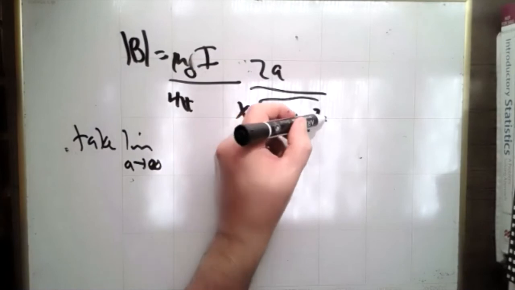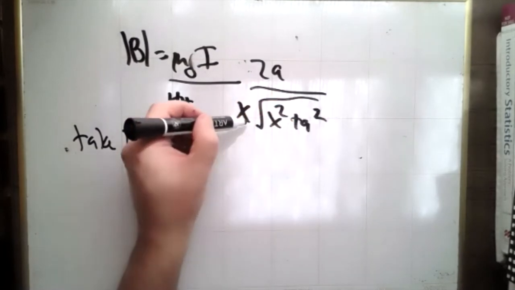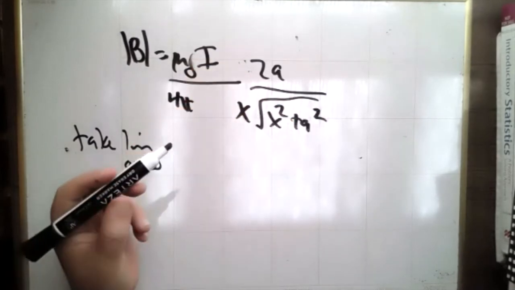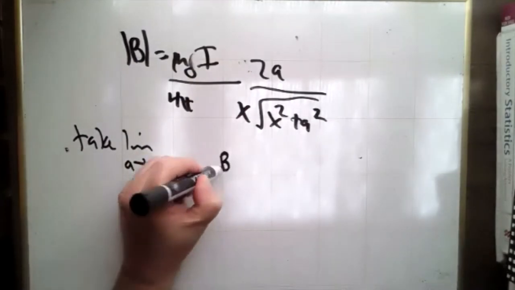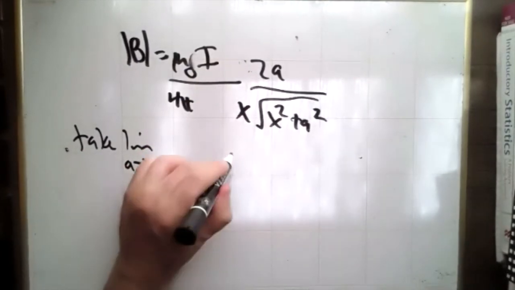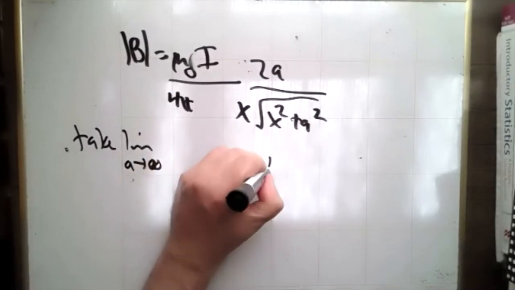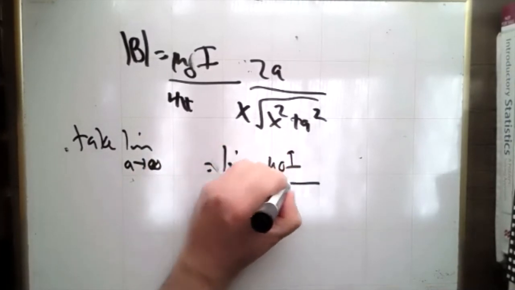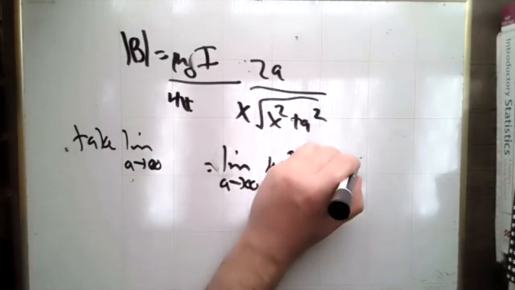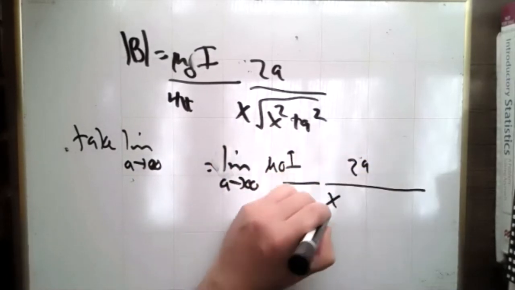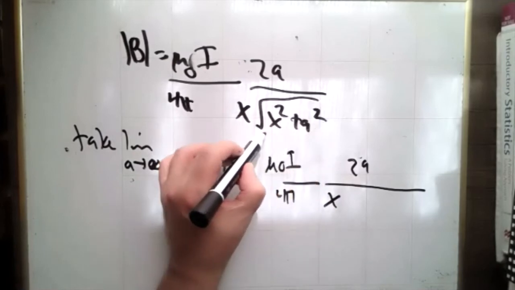We're going to factor out this a squared from out of this radical so that we can get our a's to cancel. So this will equal the limit as a approaches infinity of mu naught I over 4 pi 2a x. I'm going to pull out an a squared.